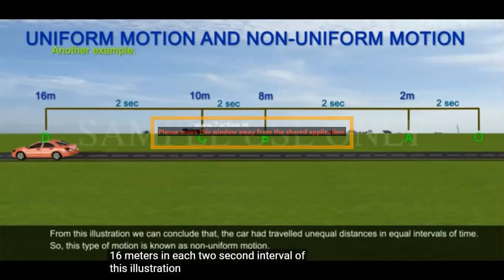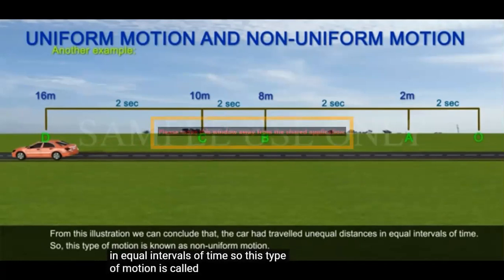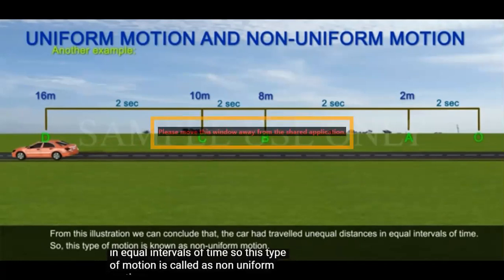From this illustration, we can conclude that the car had traveled unequal distances in equal intervals of time. So, this type of motion is called non-uniform motion.